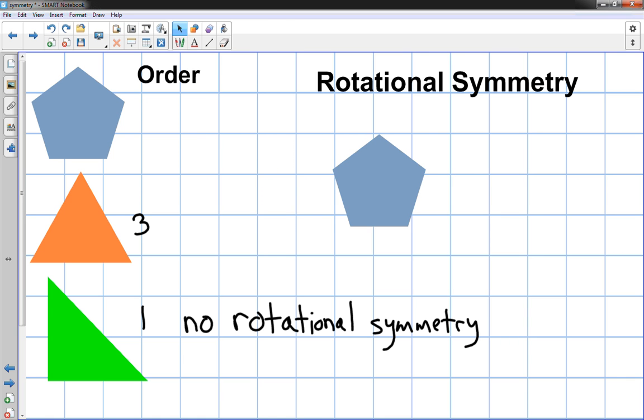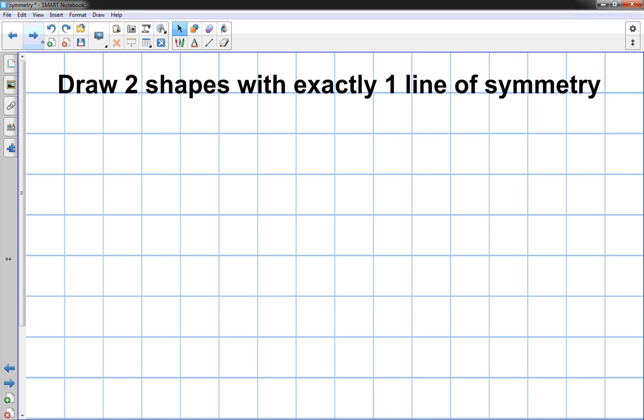Let's bring the pentagon over. Okay, here we go. 1, 2, 3, 4, and then it's back on top of itself. It's completed the rotation. So it has an order of 5. So the pentagon and the equilateral triangle have rotational symmetry, and the green triangle at the bottom, the right triangle, does not. Let's try a couple problems out here.